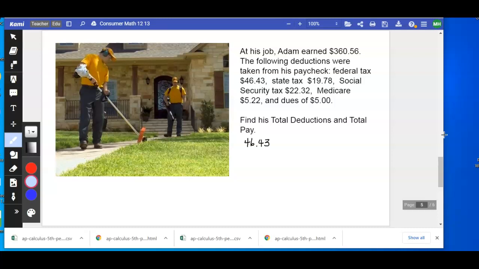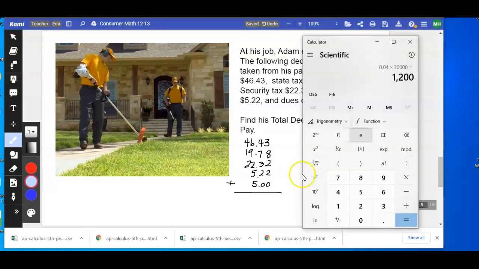$46.43 was the federal. State tax was $19.78. Social Security was $22.32. And Medicare, $5.22. And then you're also paying dues of $5. Okay, so what I want to do is add that list of numbers up, and that's going to be my total deductions. I'm going to use a calculator here to help me with that.